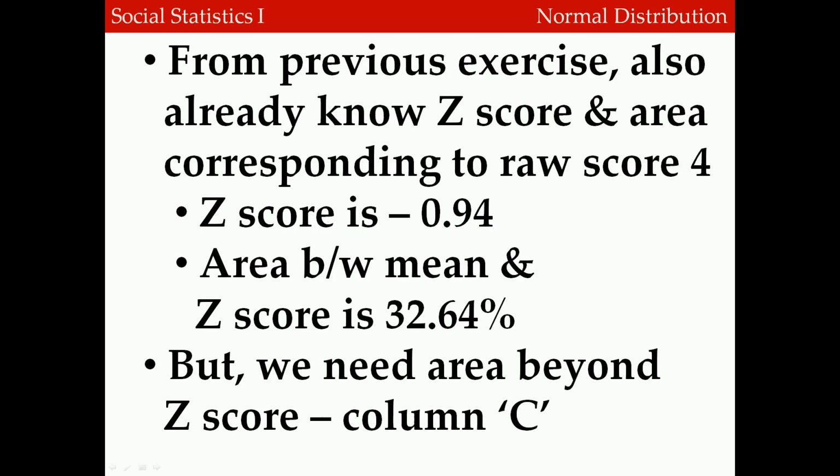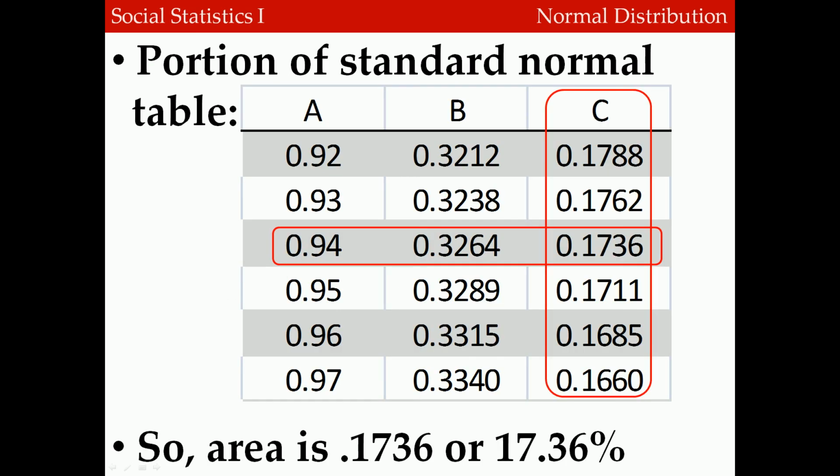Now we have to find the area corresponding to a raw score of 4. Remember that its z-score is negative 0.94, and remember that we found an area between the mean and the z-score of 32.64. So the area beyond the z-score will be in column C. When we look up that z-score and its corresponding area, we get an area of 17.36%.